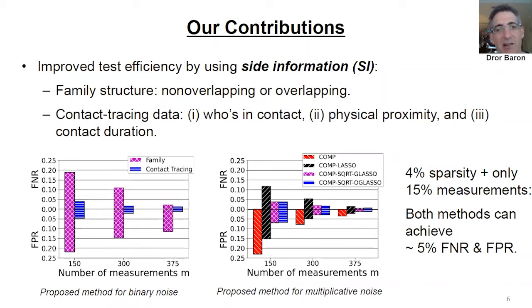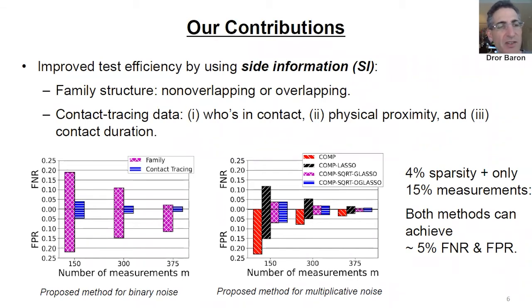These highlight plots are for a data trace that we had, and I'll describe some more details about it soon, with 1,000 people. On average, somewhat more than 4%, or 40 people, were infected at every point of time. And we took 150 measurements, all right? On the left and the right, the two panels are showing our results for binary noise and for multiplicative noise, respectively. And we achieved false negative and false positive rates of roughly 5%.